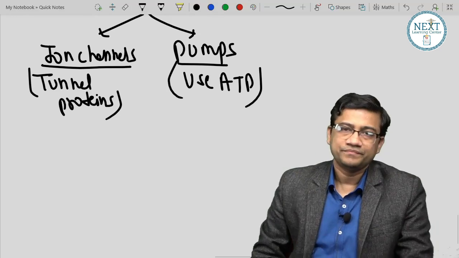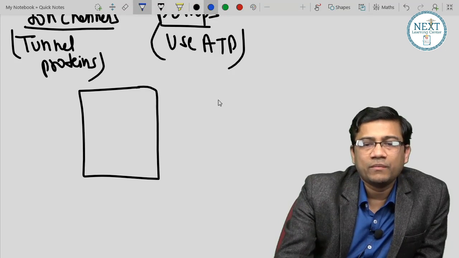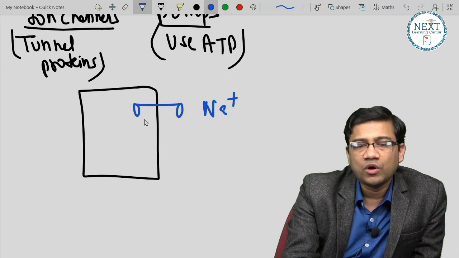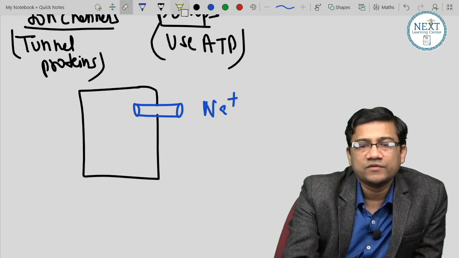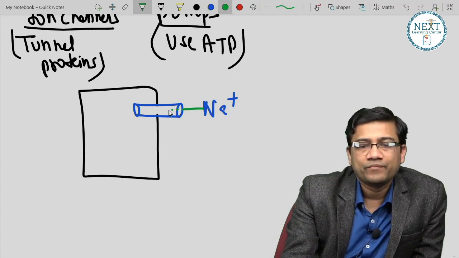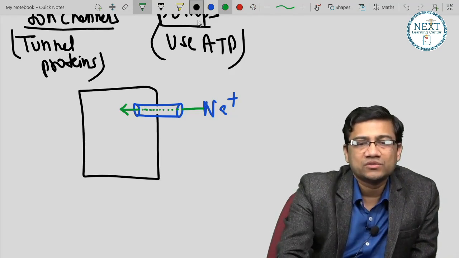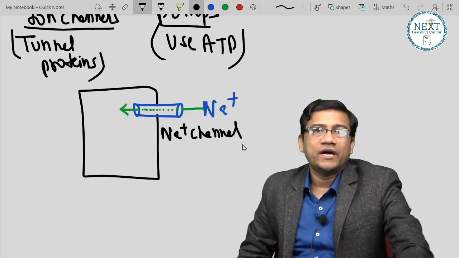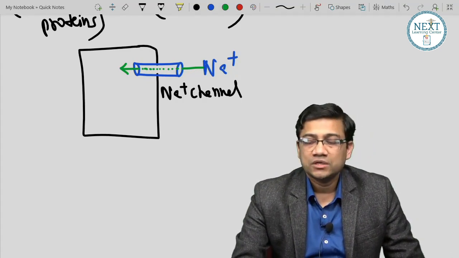Okay, let me give an example. Let's say there's a cell and a sodium ion wants to come inside. So it's not possible. That is why we create a small tunnel-like structure which can now allow the movement of sodium across this. Yes or no? So now the sodium can easily enter. So what is this structure called? This is called a sodium channel. Okay, so that is how the sodium is able to cross the cell membrane with the help of an opening called a sodium channel.